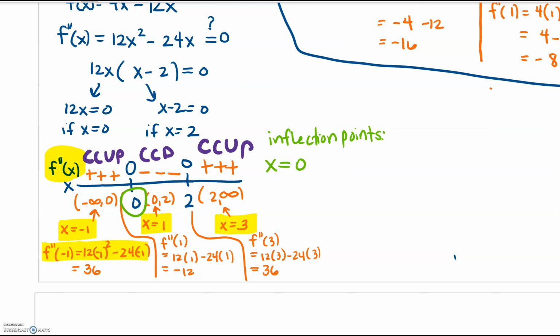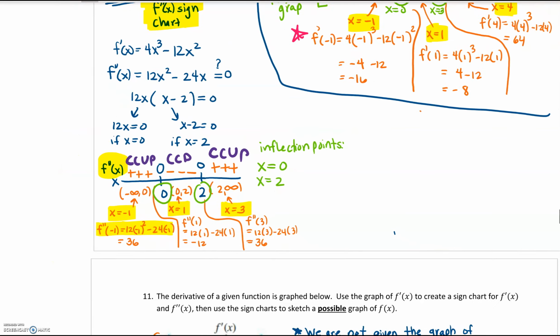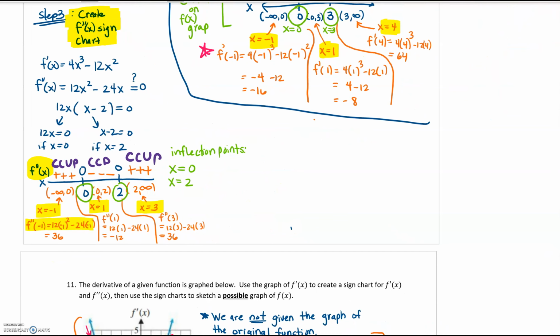And then my other inflection point is at x equals 2. Okay, my concavity changes at x equals 2. So that's step 3. Now we just need to put all those steps together and create a graph of f of x. So I'm going to come over here. This is step 4, putting it all together.